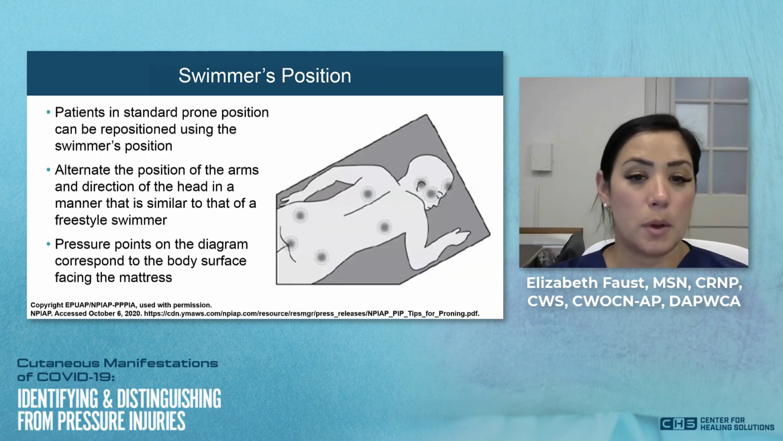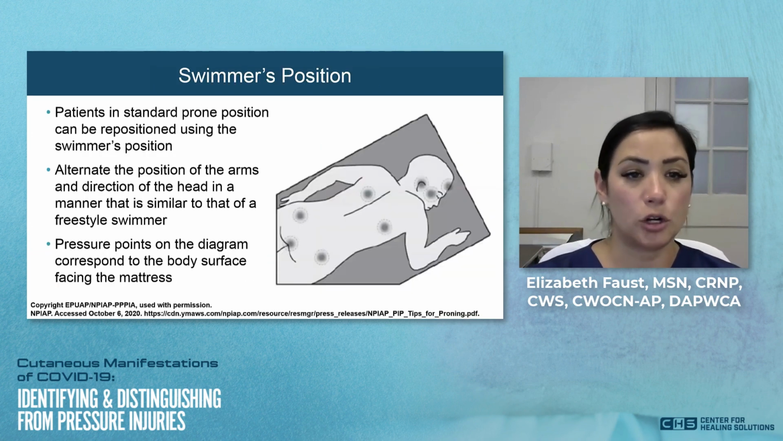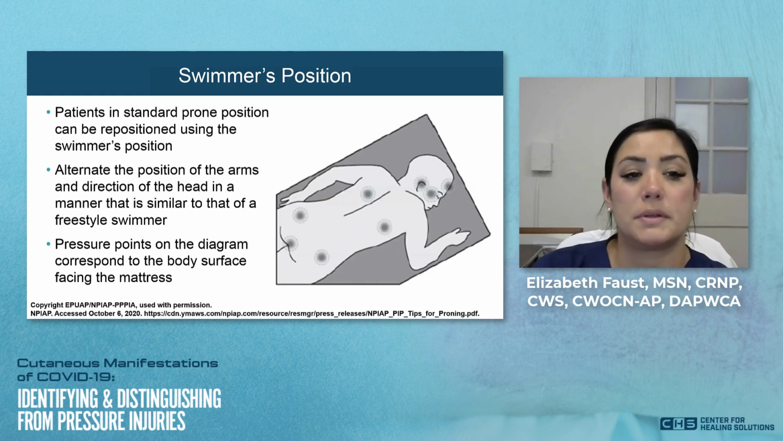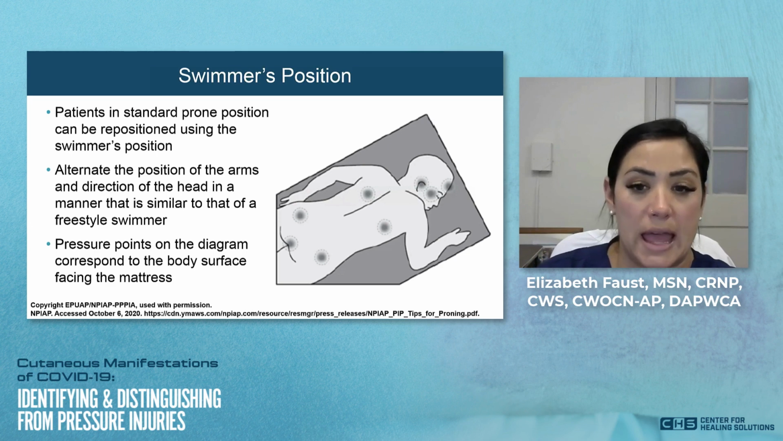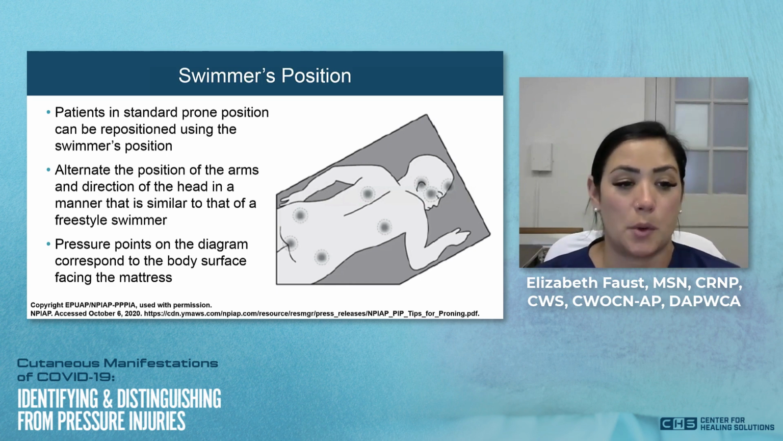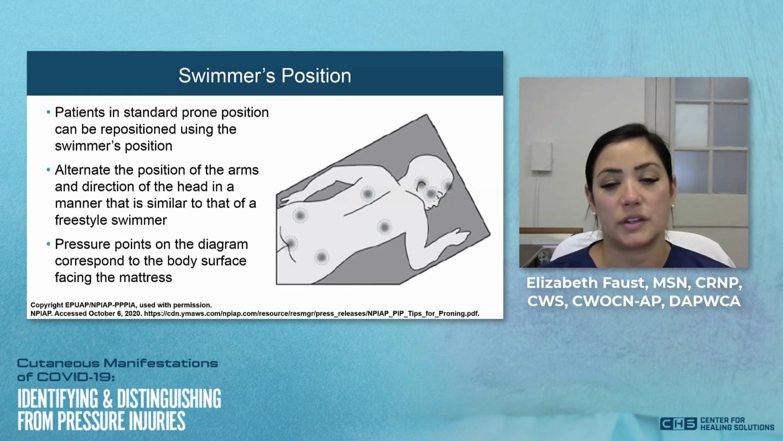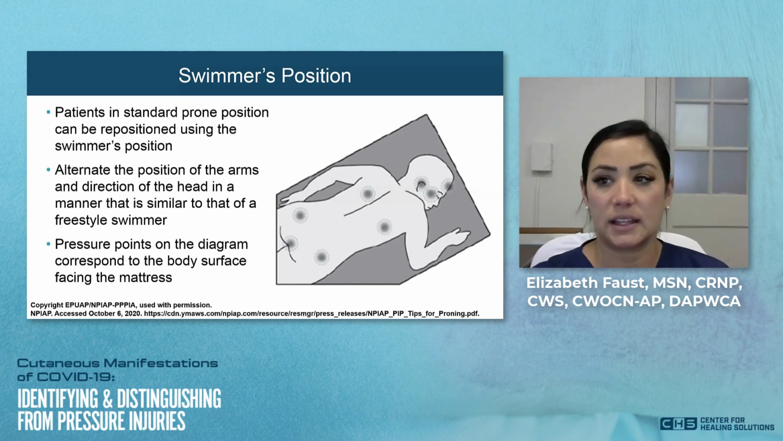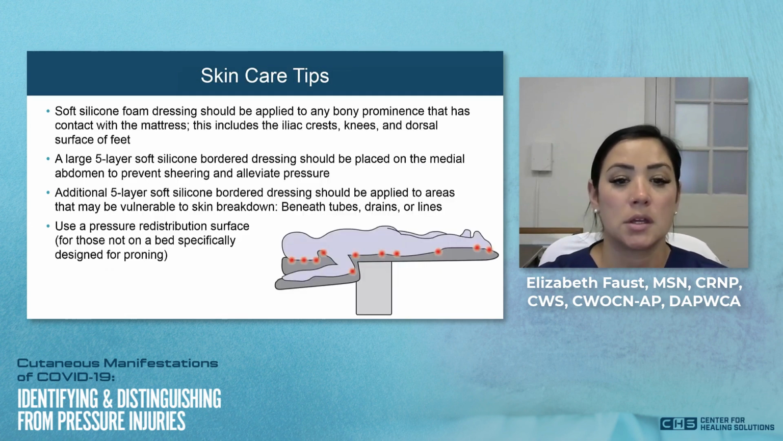Here's an example of the swimmer's position. It's a standard prone position, and then you can reposition in the swimmer's position for head and arm offloading. You want to alternate the position of the arms and direction of the head in a style that is similar to that of a freestyle swimmer. The pressure points in the diagram correspond with a body surface facing the mattress, so you can see all the points that could likely cause pressure.